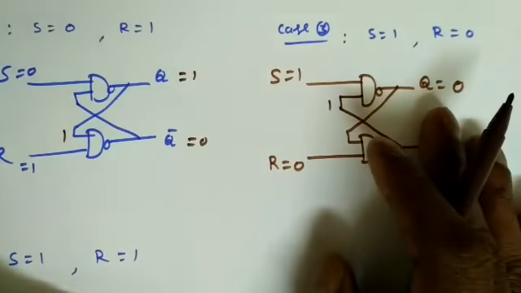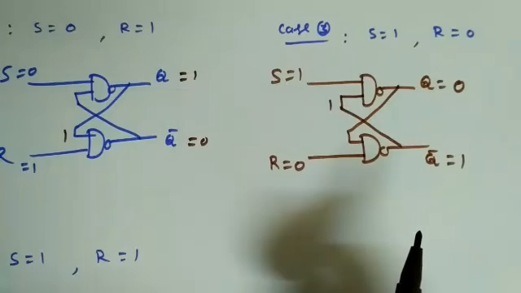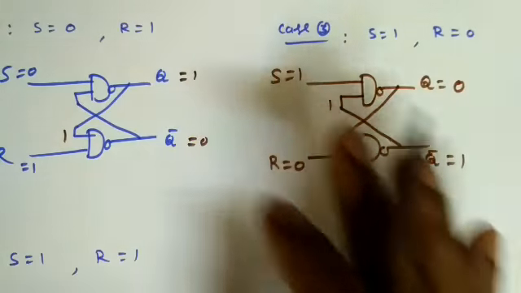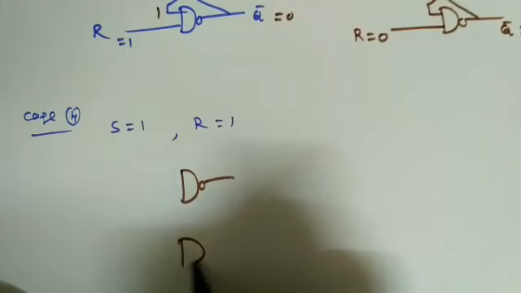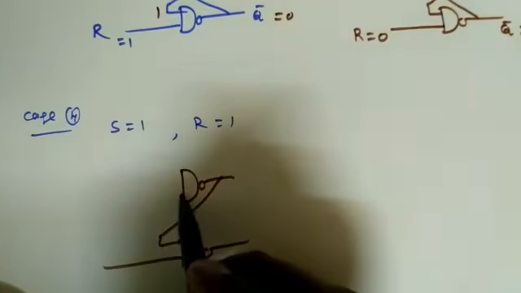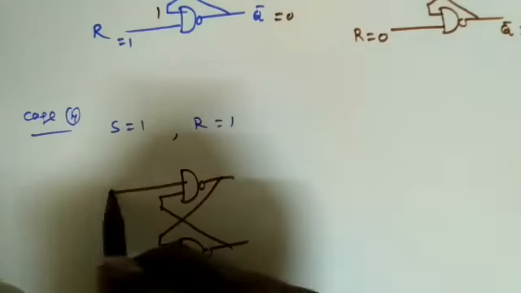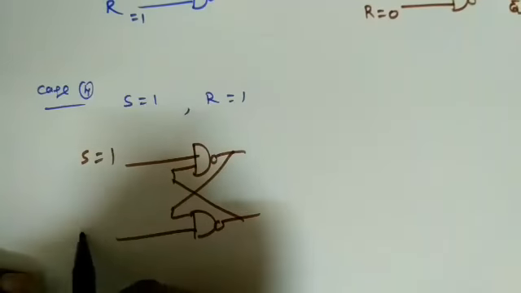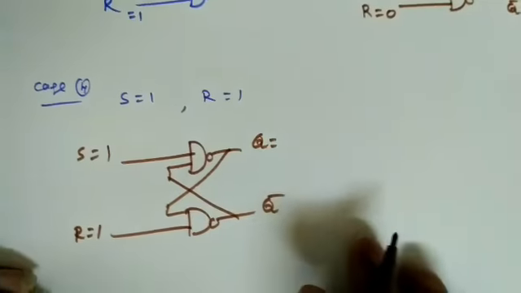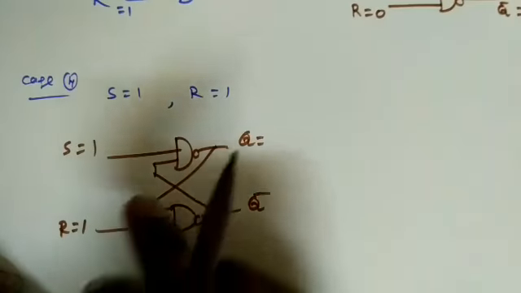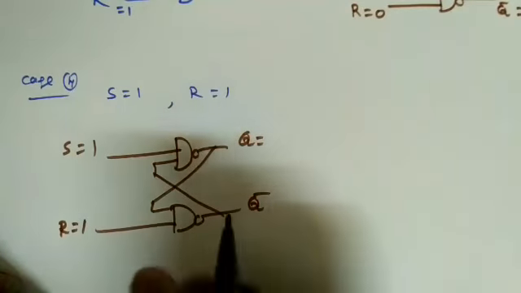So it is again opposite of what we got in the SR latch using NOR gate. Next, final one, S is equal to 1, R is equal to 1. So this is the circuit diagram. So here S is equal to 1, R is equal to 1. So can I comment on this Q, Q bar? I cannot, because we have to know the other input to comment on the output of the NAND gate.